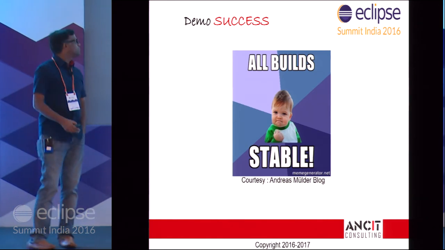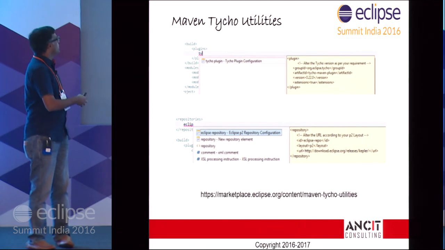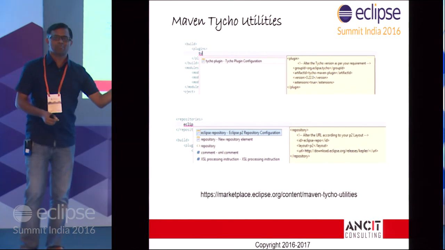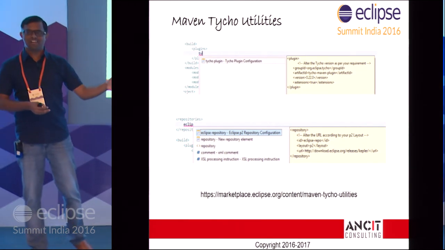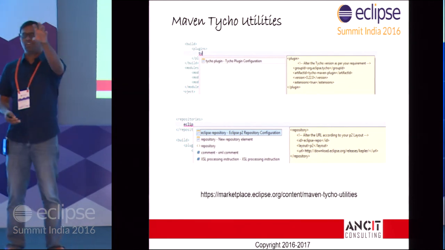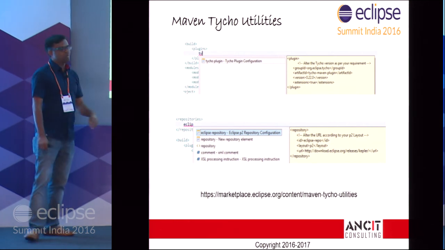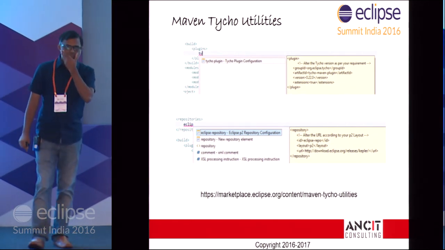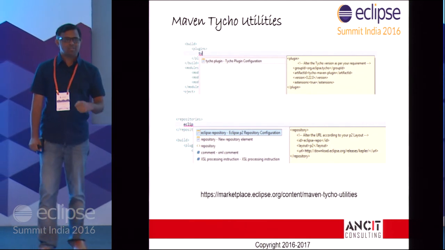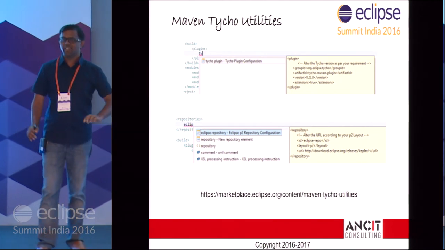So the next part is, as part of this experience that we were going through, we used to always go to the Maven Tycho ref card and copy the blocks, if I want it for the repository, or for the director part, or for adding the plugins. So what we did was we actually went ahead and contributed a Maven Tycho utility project, which took us about 20 minutes to create just a template.